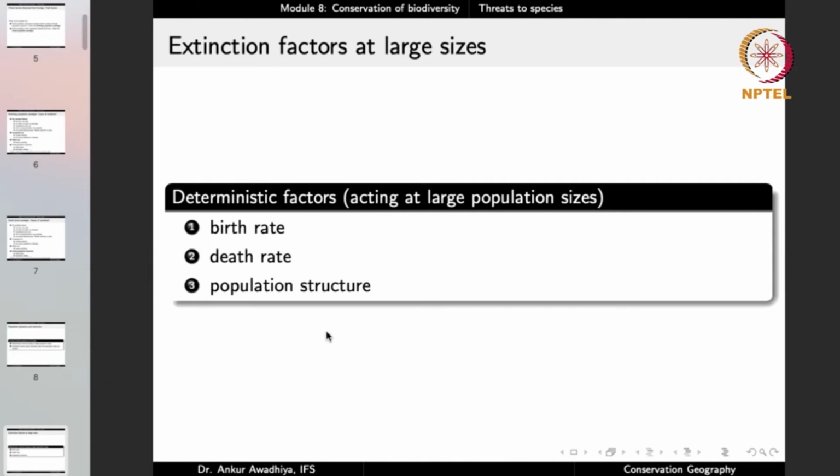Deterministic factors are things like birth rate, death rate, and the population structure. So if in a population the birth rate is low and the death rate is high, then fewer animals are getting born in the population and more animals are dying out. So slowly the population size will reduce. This is a deterministic factor. It plays a role even in the case of large populations.